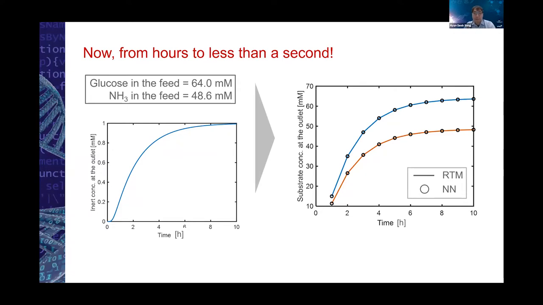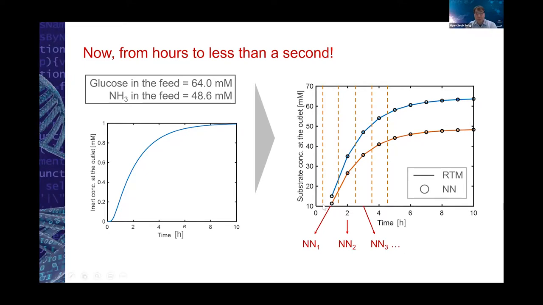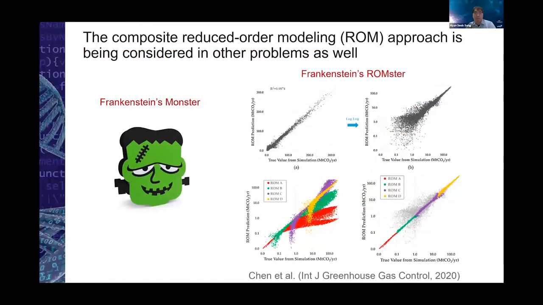However, I have to confess that I used a trick in doing this. Actually, I have not used one master neural network for fitting or predicting this. I had to use sub neural networks for each time zone. So for example, to predict the response at the outlet from this first time zone, I had to develop a first sub neural network, a second neural network, and a third neural network, and then I combine them. Well, that is not really cool, but I found in recent papers that this composite reduced order modeling approach is not really rare. It's common, or it's becoming available.